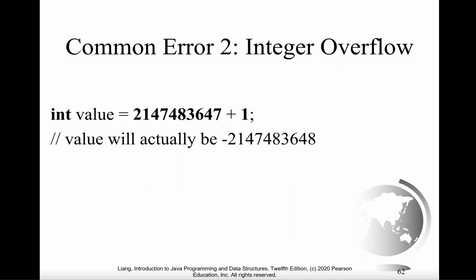Common error 2. This is the maximum integer you can have. If you add 1 to it, what happens is overflow. It's not going to be a runtime error. It is just going to display an incorrect result. So this value will become negative, and that is because of the way it is processed internally. So be careful with integer overflow.